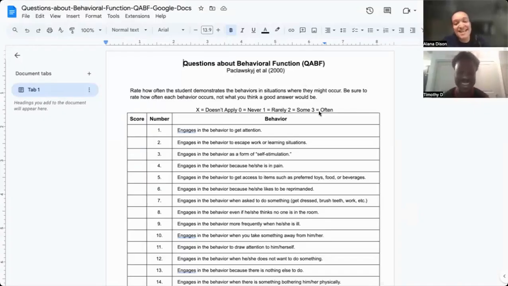All right. So this is an example. You can see my screen, right? Yeah. So this is an example of an indirect assessment that is done to basically collect data on the behavior that's being exhibited, and then from there it helps you to determine the function. This is not going to be the only tool used to determine the function of the behavior, but this is one that gives a preliminary.